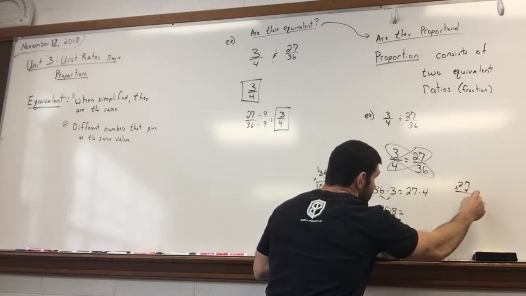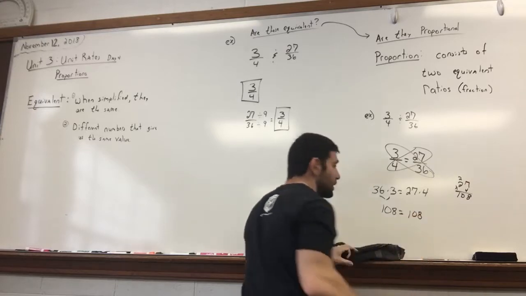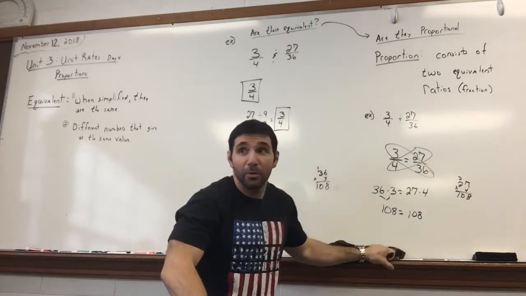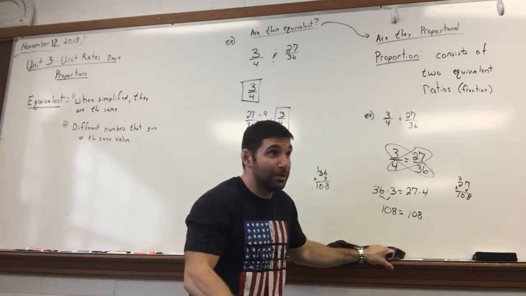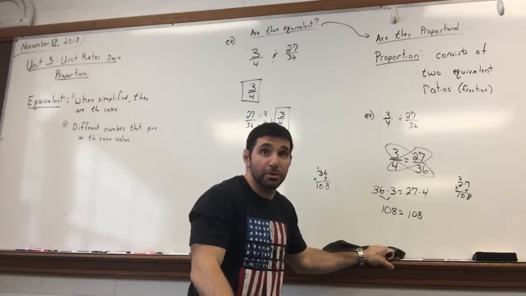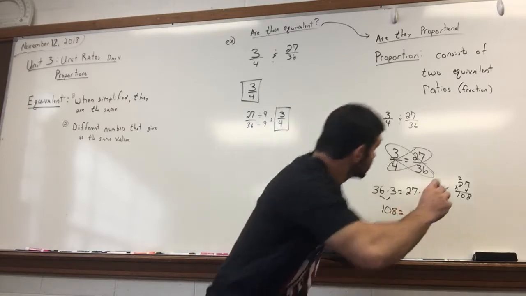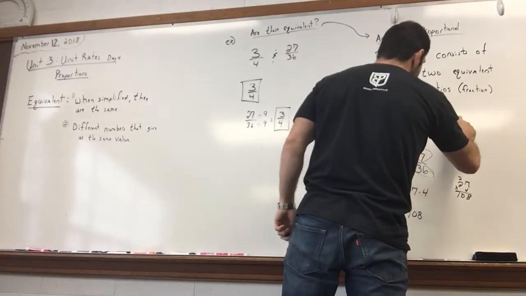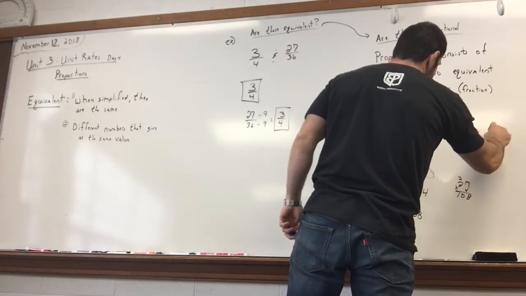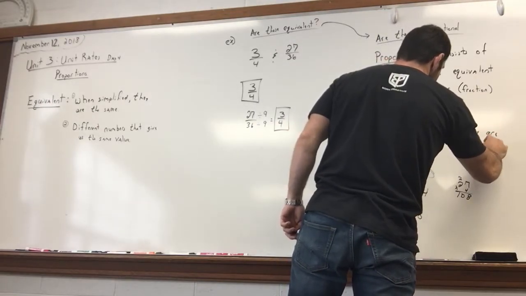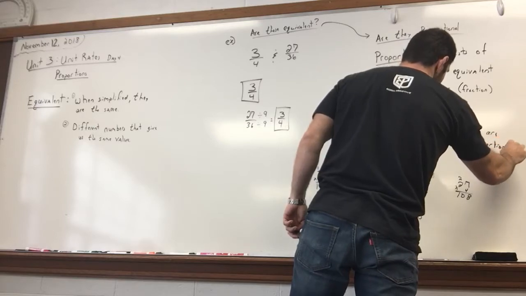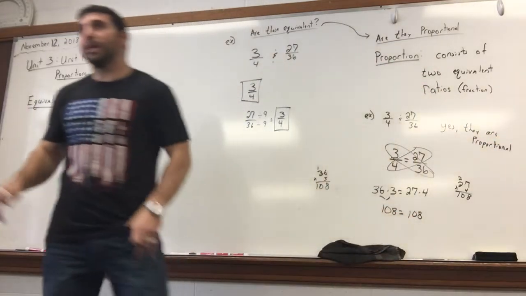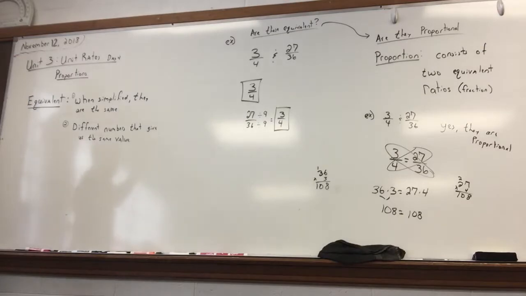27 times 4, 8, carry the 2, 8. Oh, nice. So when I check with my cross multiplication and they equal the same thing, are they proportional? Yes. So I can say yes, they are proportional. So again, checking to see if they're proportional, make them equal, cross multiply. Is that hard?